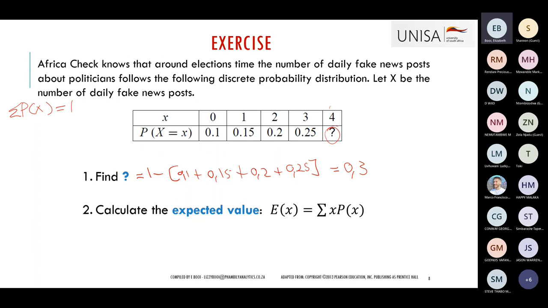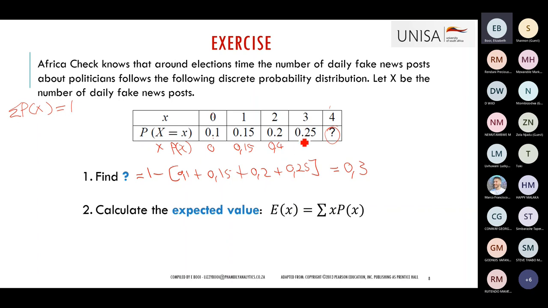Now let's calculate the expected value. To calculate the expected value, we know that the formula is the sum of your outcome multiplied by its corresponding probability. So all you do is multiply X with P, calculate them there and then add them together. So 0 times 0.1 will give us 0. 1 times 0.15 will give us 0.15. 2 times 0.2 will give us 0.4.